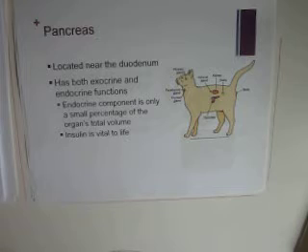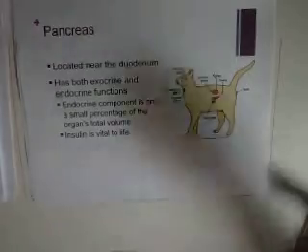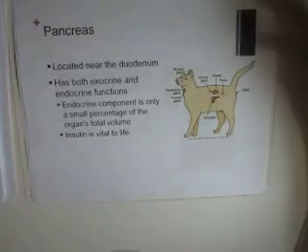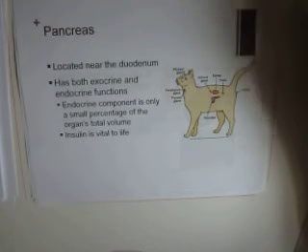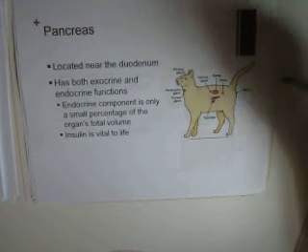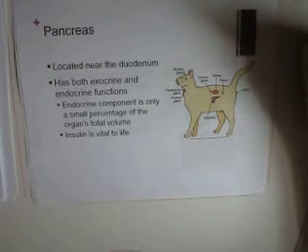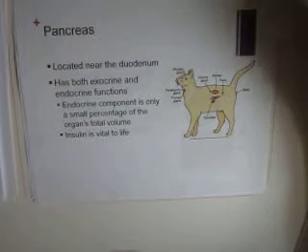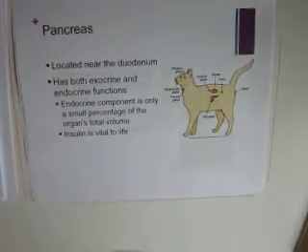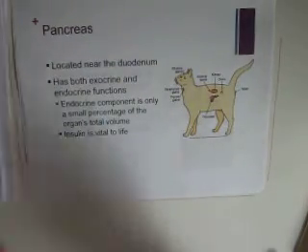Okay. Pancreas, moving on to the third to last one, is located near the duodenum and the stomach. When you get to anatomy you'll be able to look at this in better detail, but right now just accept that it is located near the duodenum, which comes off the stomach. It has both exocrine and endocrine functions. That's a good thing to remember. It does two very different things.